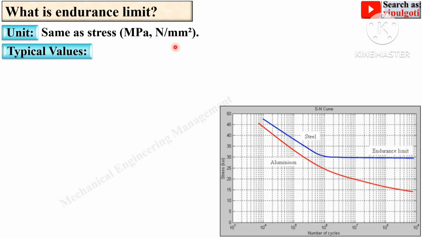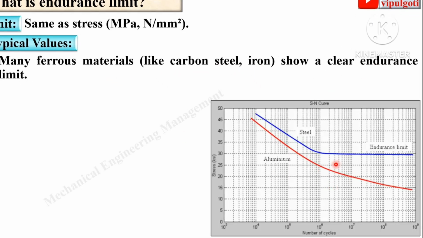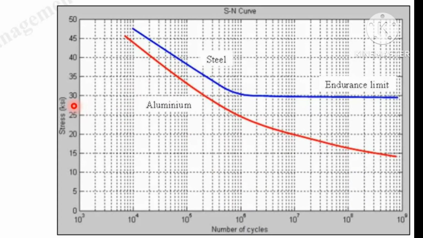Now typical values. Many ferrous materials, like carbon steel and iron, show a clear endurance limit. This diagram is stress versus the number of cycles, on which you can see the steel having the specific endurance limit. After that the line is flat. That means there is a unique, particular value of endurance limit for the steel.